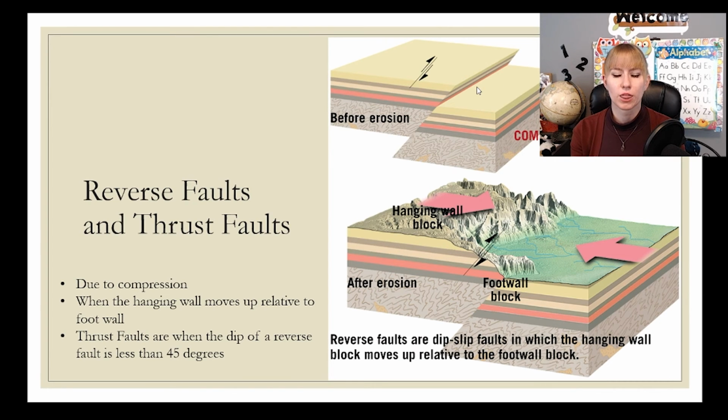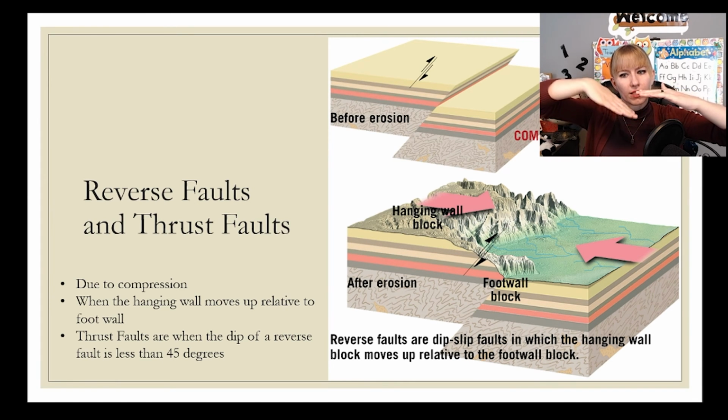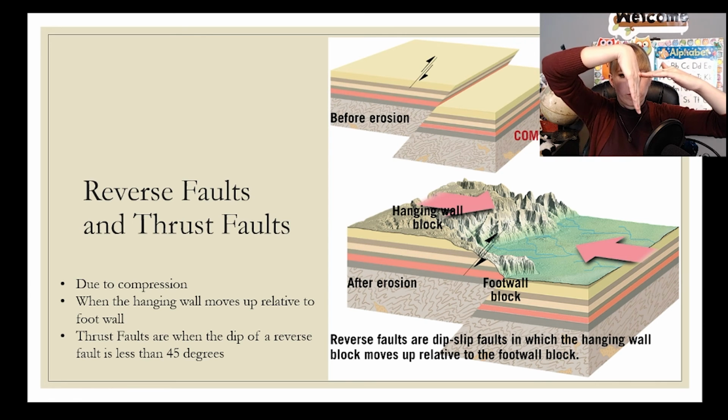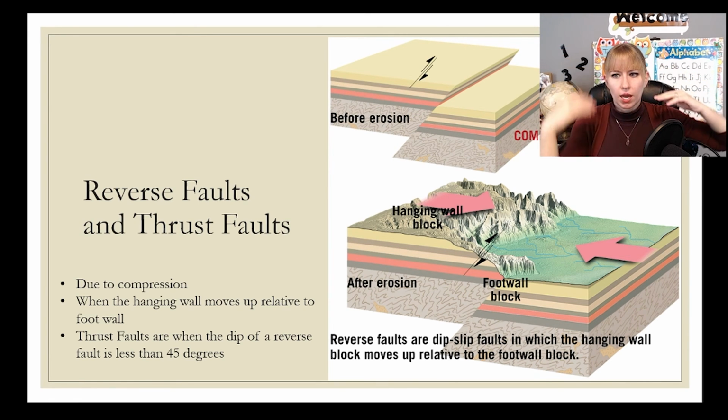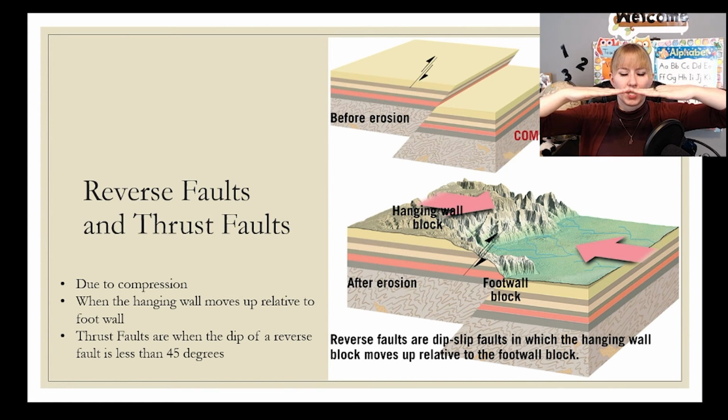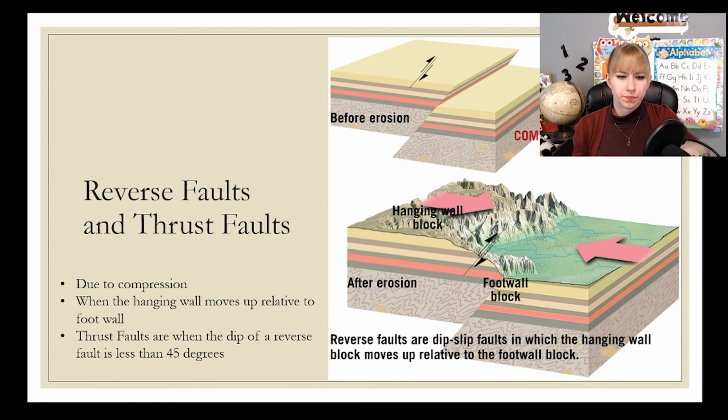Reverse faults and thrust faults are the opposite. These are due to compression, two spots moving together. And these will have a dip less than 45 degrees. So instead of, here's a whole 60, 45 degrees. And they result from compressional stress or crustal shortening. So essentially when you have two pieces pushing together like this.